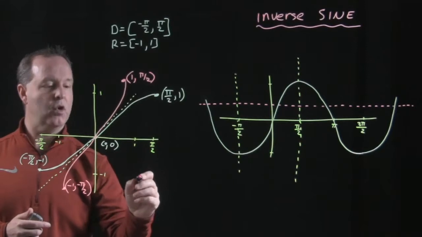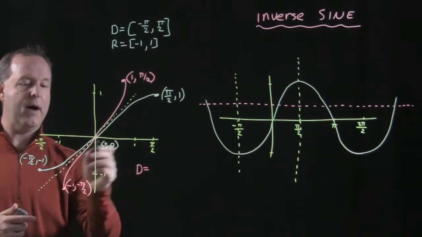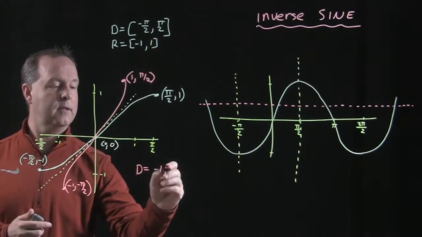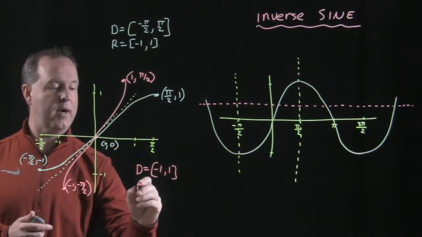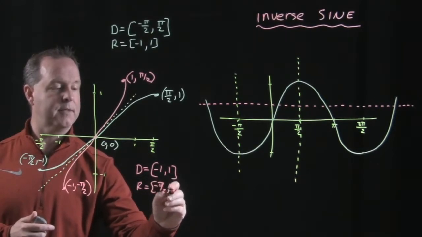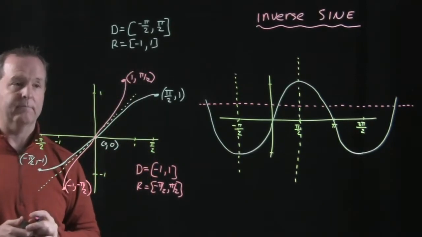We can also look at the domain and range of those. The domain of its inverse is all my x coordinates, which is from negative 1 to positive 1, and its range is from negative pi halves to pi halves, based off of the restricted sine that we begin with.